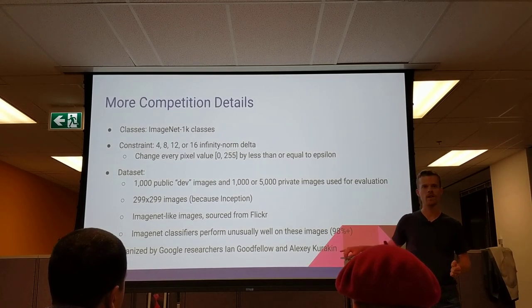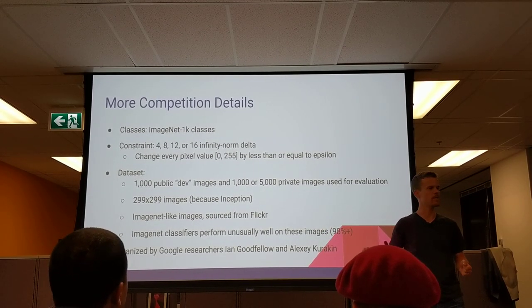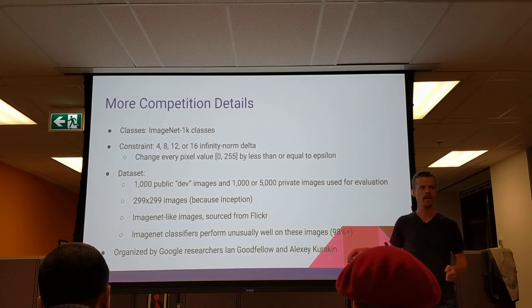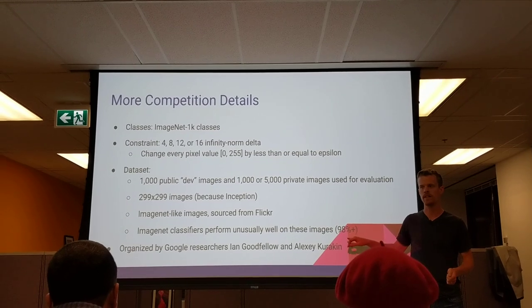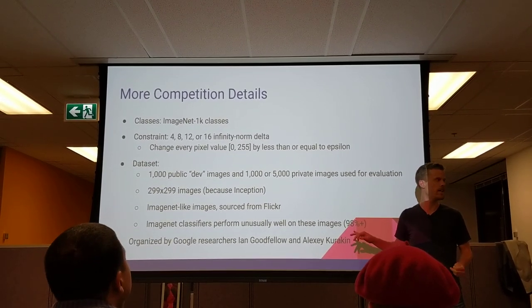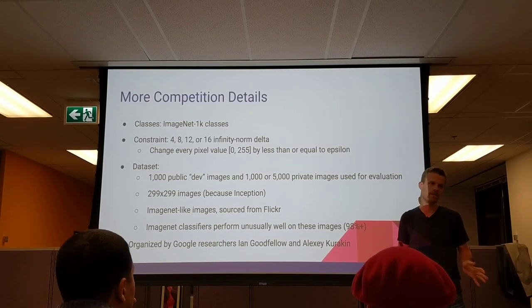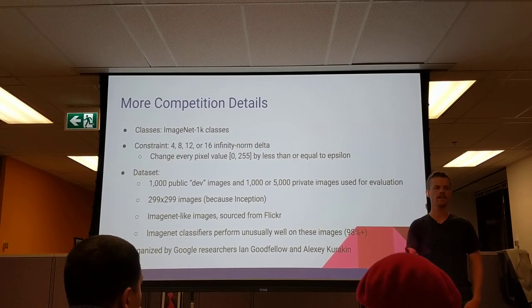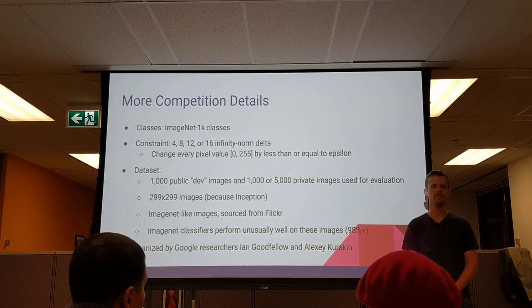The top one accuracy of Inception ResNet V2 was something like 98% on these images, which is way higher than you would get. State of the art ImageNet performance is more like 80-85%. Again, we're not privy to how they came up with this, but that meant the defenses were starting from an easier position than they would be in the real world.